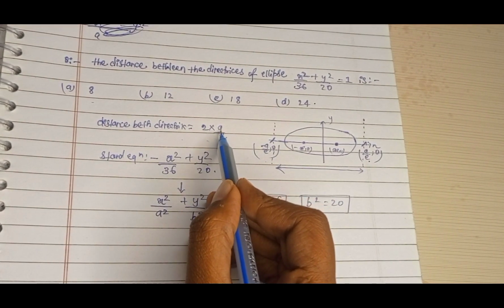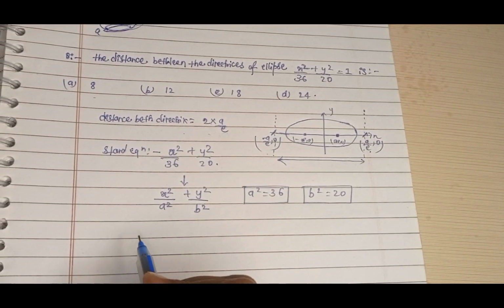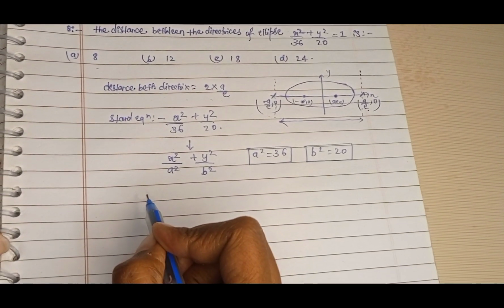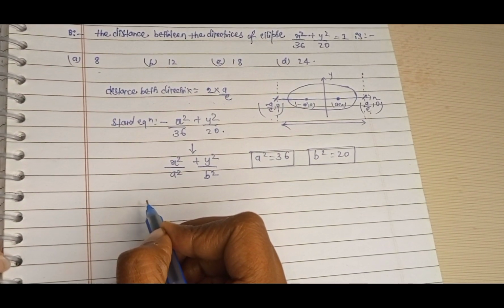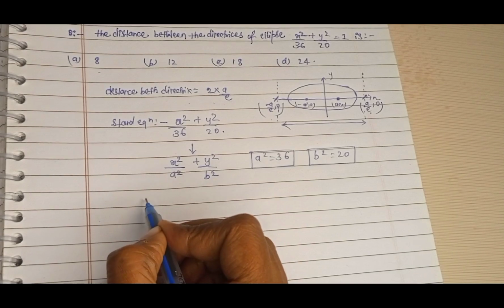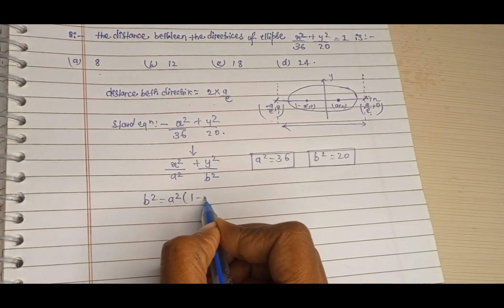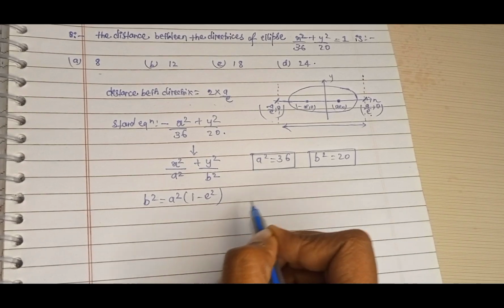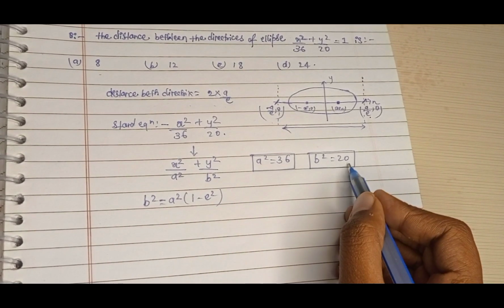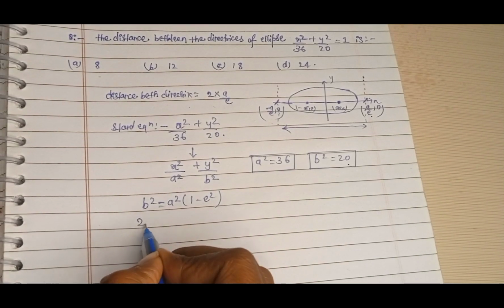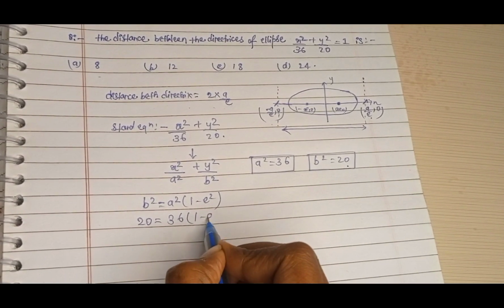Now we need to get this a and this e. We have a relation between the major axis, minor axis and the eccentricity, which is b squared equals a squared times (1 minus e squared). This is the relation between the three of them. So b squared is 20 and a squared is 36, so we write 36 times (1 minus e squared).